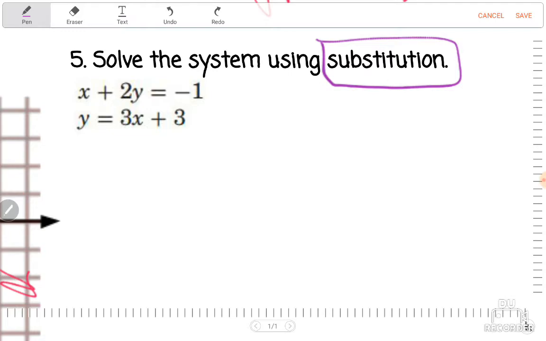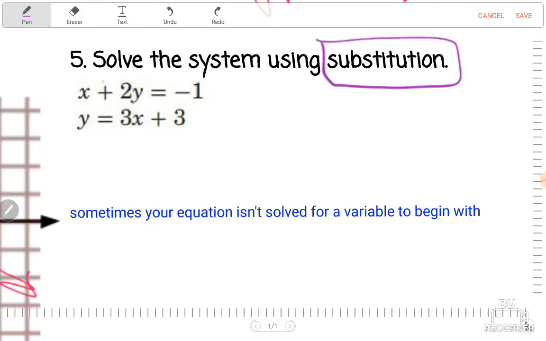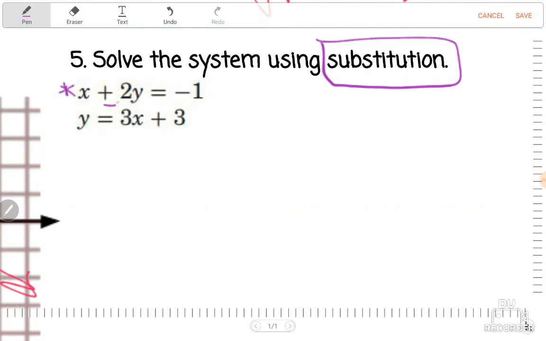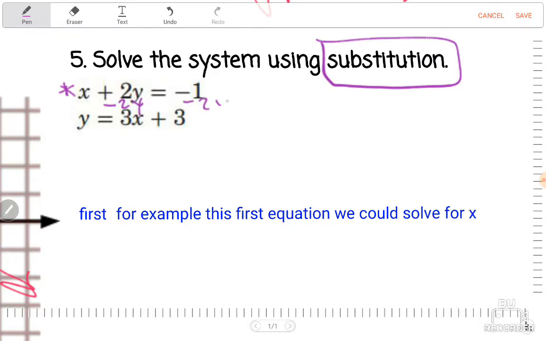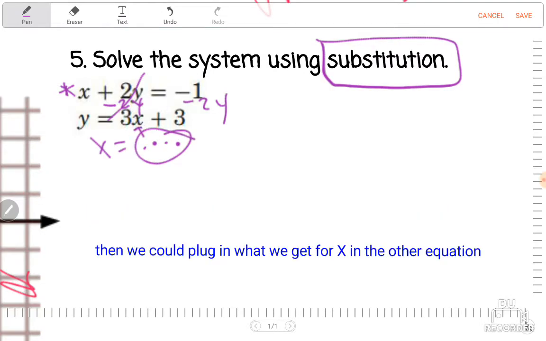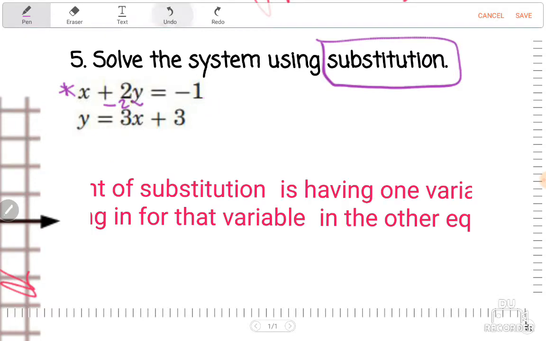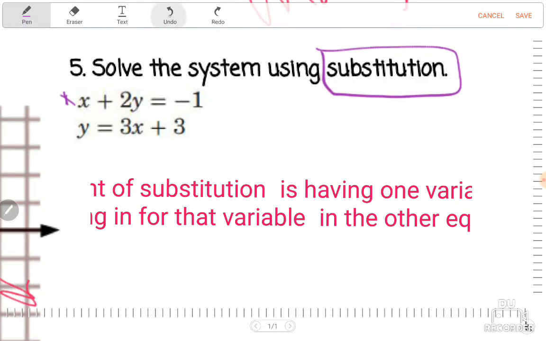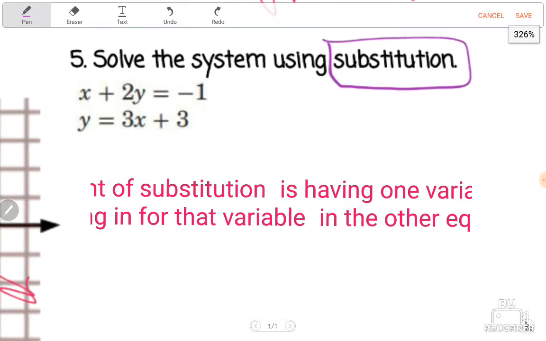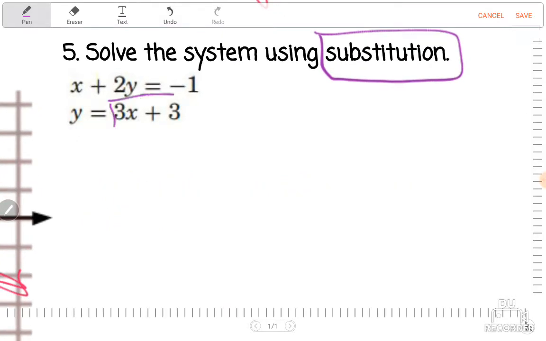Sometimes it's not solved for y. Like this equation here, I could have subtracted 2y from both sides so that I get x by itself. I would have x equals something, and then I could plug that in for x. The whole point of substitution is having one variable solved for, and you plug it into the other equation. Here we already have y solved for, so I'm going to plug it in for y. That means I rewrite this equation.